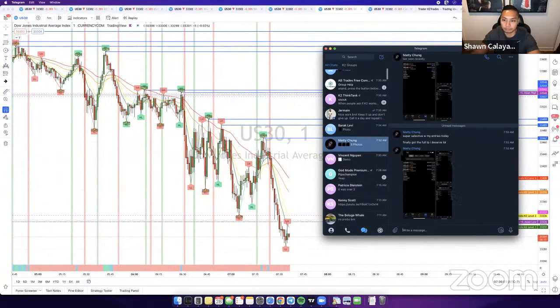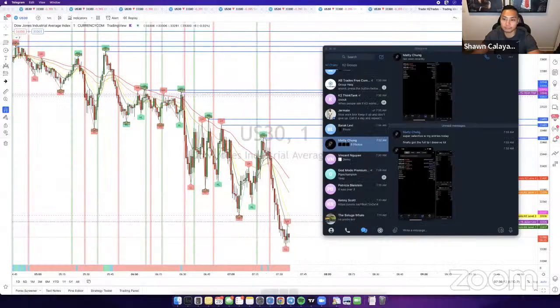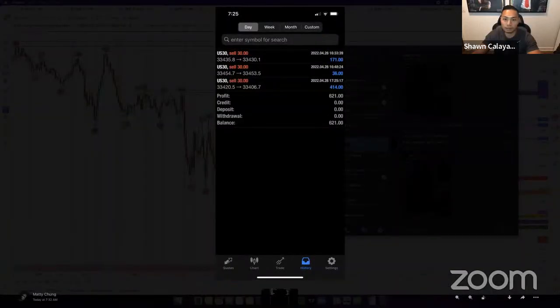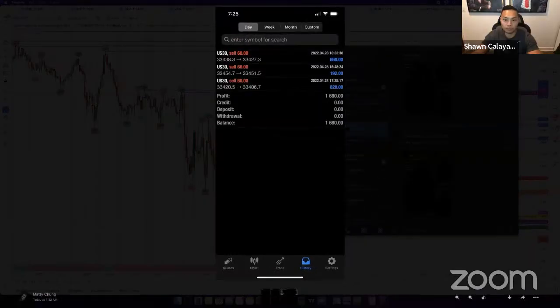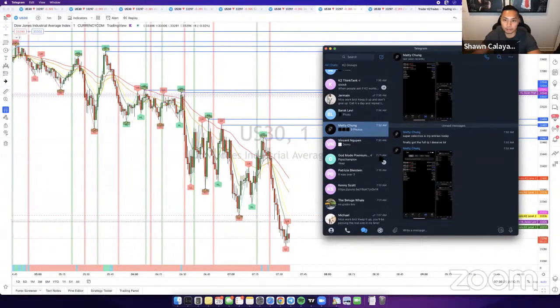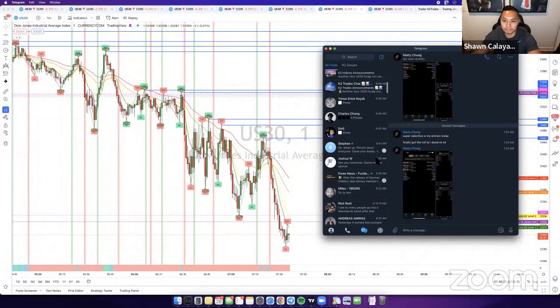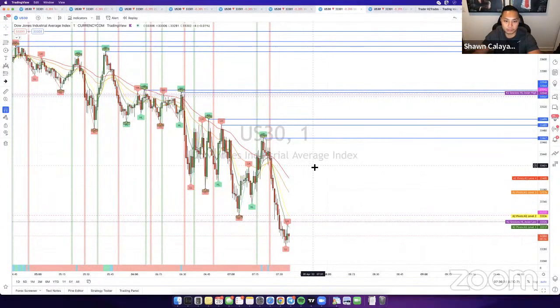Pretty solid. Maddie over here, he says, super selective with my entries today. Finally got a full TP I deserve. So Maddie locked in a total of 830 off this account. Nice work, Maddie. His second account locked in a total of 621. And his third account over here locked in a total of 1,680. Nice work, Maddie. Finally got that full TP off that account. Other than that, I think that's it right now for the most part.